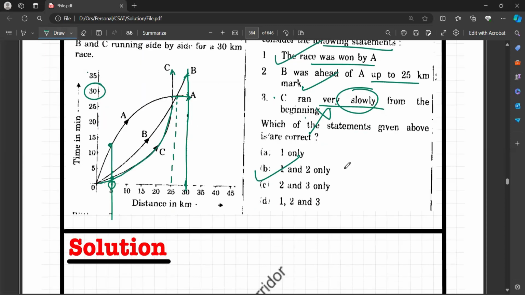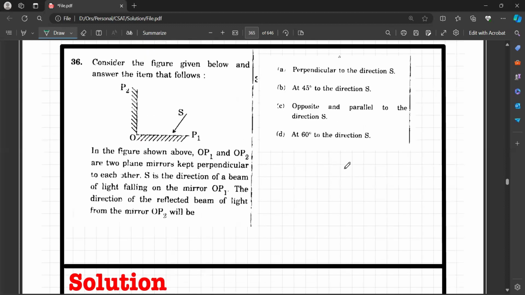Okay. Let us go to the next problem. Question number 3 here. Consider the following figure given below and answer the item that follows. In the figure shown above, OP1 and OP2 are two plane mirrors kept perpendicular to each other.